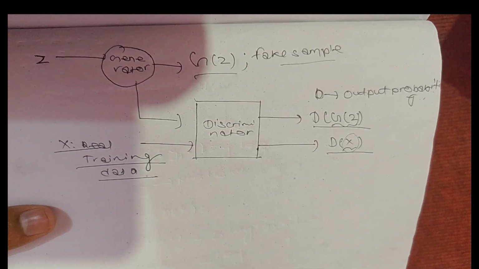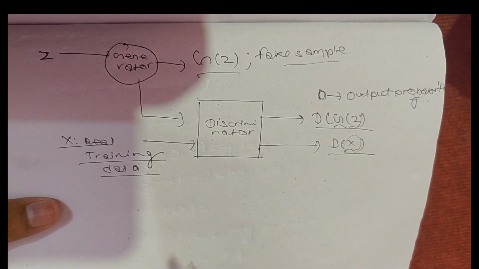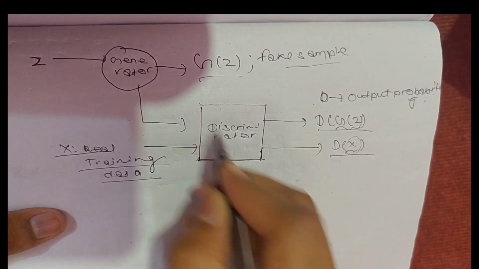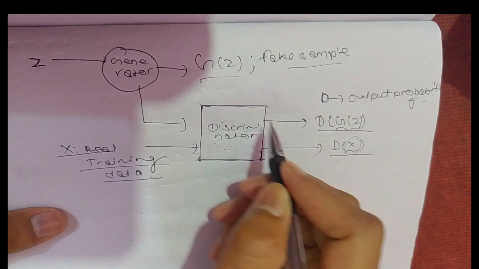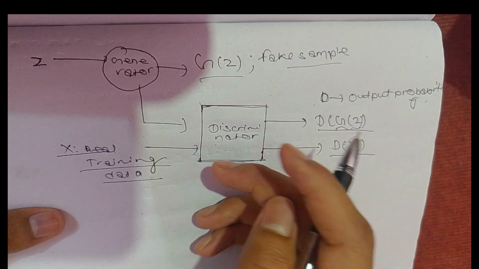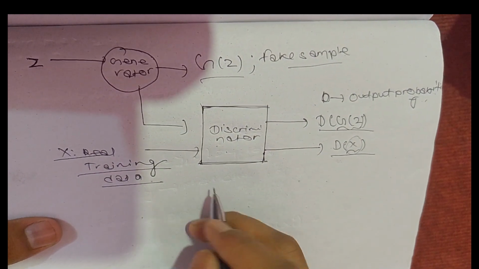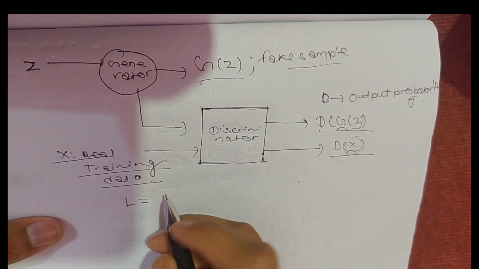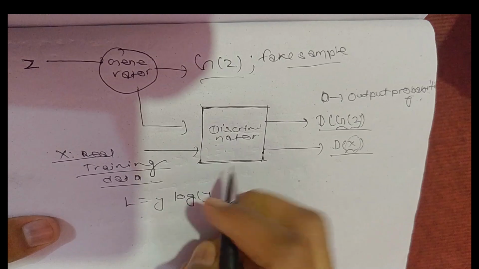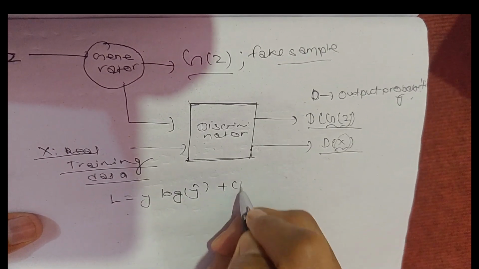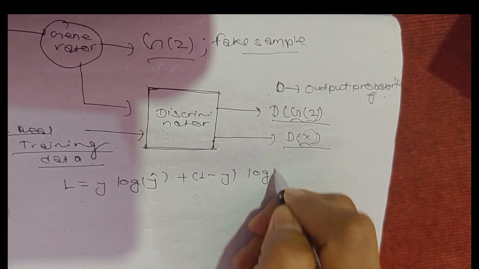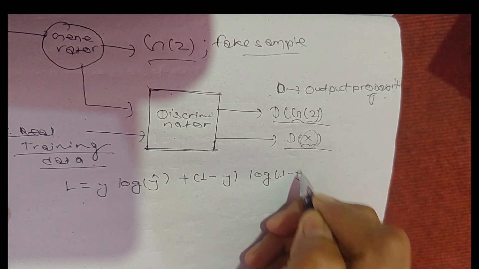Let's derive the loss function of the GAN from scratch. First of all, this is our discriminator, which is just a binary classifier, isn't it? It tries to classify real or fake images. We have already studied that the loss function for a binary classifier is y log of y hat plus 1 minus y log of 1 minus y hat.